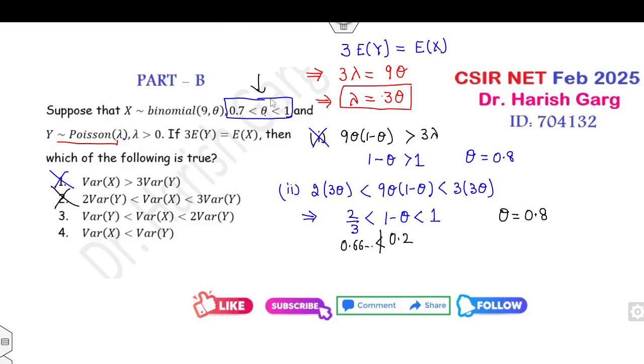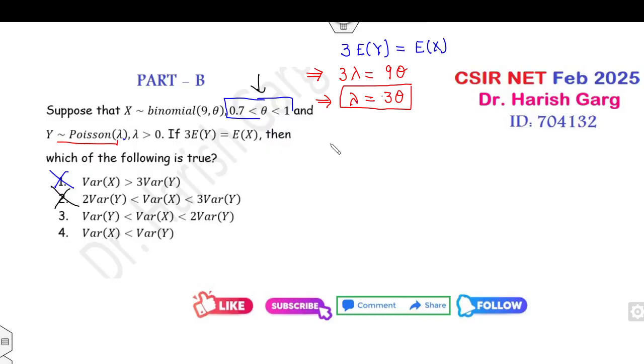Second option also cancels out. Look at the third option. Third option is the variance of y. That is lambda, which is 3 theta. It is 9 theta into 1 minus theta, into 2 into 3 theta.